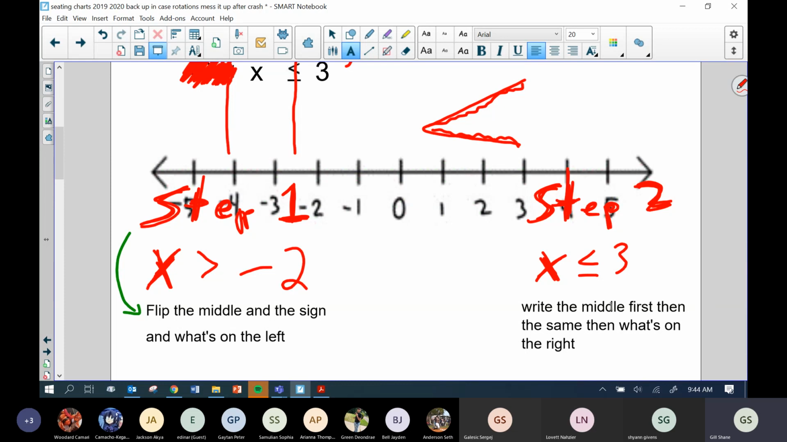And we talked about this last class. There's two words we use. We either are going to use or and. One of those two is what we're going to use.